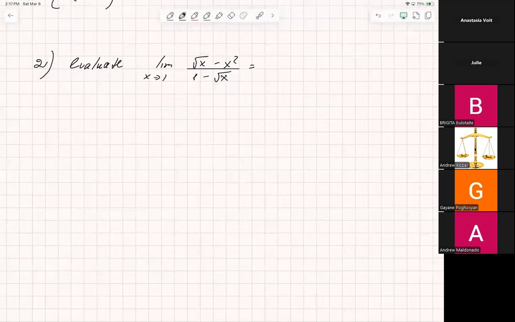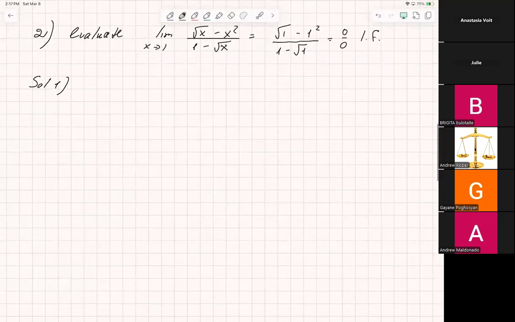We plug in 1 and we have the square root of 1 minus 1 squared over 1 minus the square root of 1, which is 0 over 0. That's an indeterminate form, so now you need to start manipulating the function to find the limit. When you have 0 over 0, you may have a limit, but the function is undefined at that point. The first solution you can do is, well, let me rewrite that just as a function.